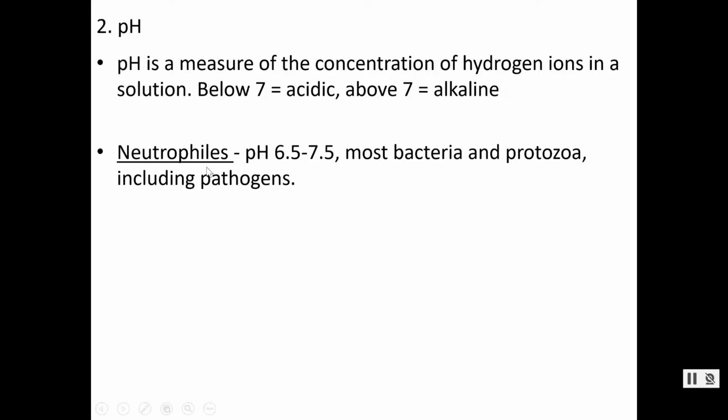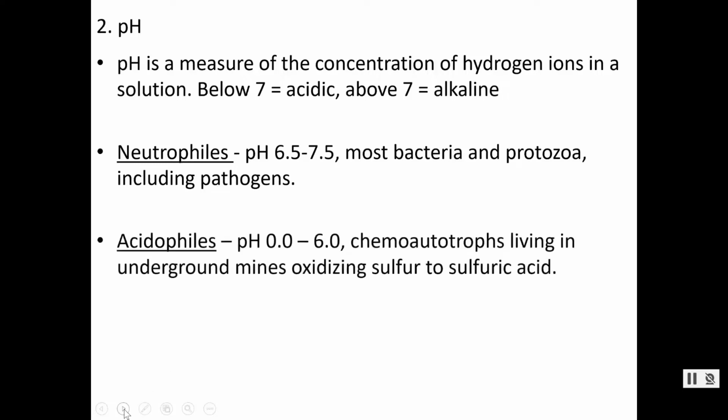But our neutrophiles, these are most of our bacteria, most of our protozoans, most of our microorganisms, almost all of our pathogens are considered neutrophiles. They do well at this neutral pH. We also have organisms that are adapted to an acidic pH. So acidophiles like those acidic pH environments. These are those ones in those sulfur springs, right? Acidophiles, I love that, Yellowstone, those are our acidophiles.